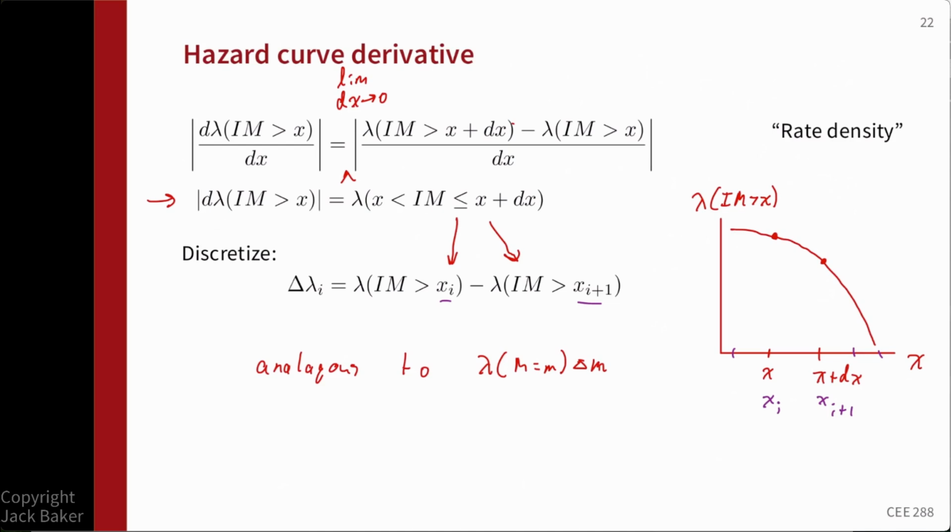Okay? So this whole thing here is analogous to our magnitude exceedance rates, where we're trying to get these occurrence rates times a delta M.